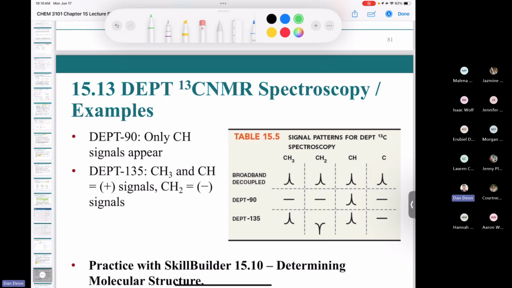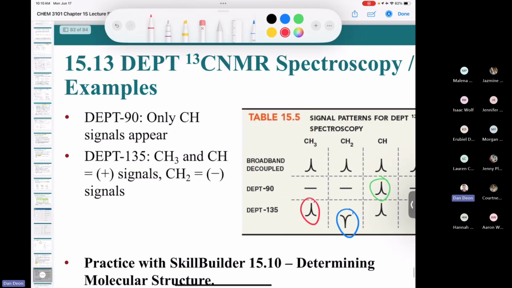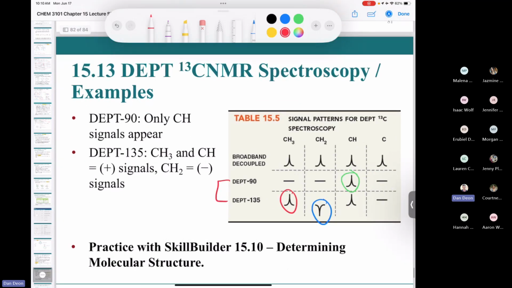So again, in the broadband decoupled, just a regular spectrum, you see all the signals. Then you do a DEPT 90, you identify all the methynes. Then when you run a DEPT 135, you can identify all the methylenes because they're pointing down. You can identify all the methyls because it's anything that's positive that didn't show up in your DEPT 90, and anything that didn't show up in either of these must be your quaternary carbons.